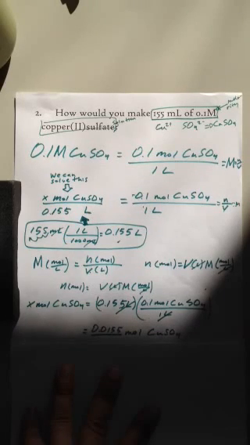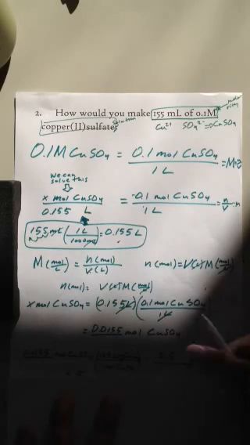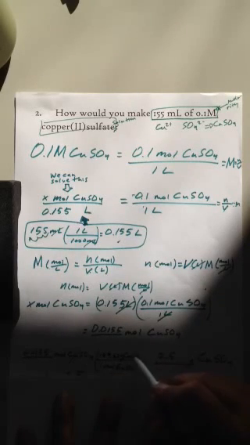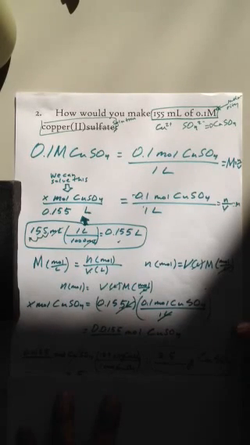But if I'm making the solution, moles is not really useful. I actually have to know how much it weighs. So let's convert that to grams using the molar mass as a conversion factor. It's this many grams in a mole, that many moles, which is 2.5 grams of copper sulfate.